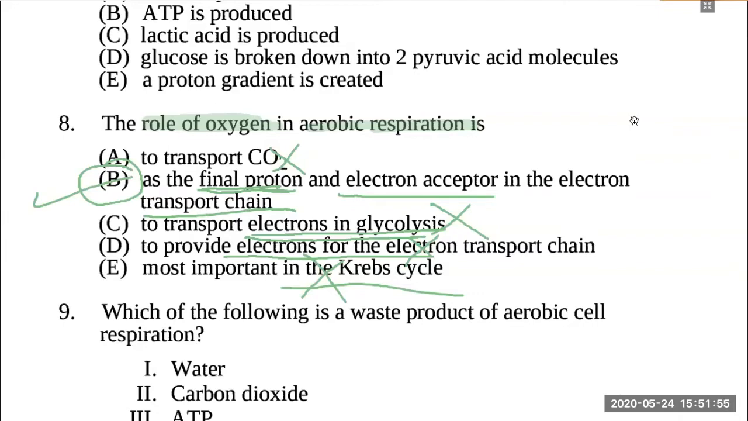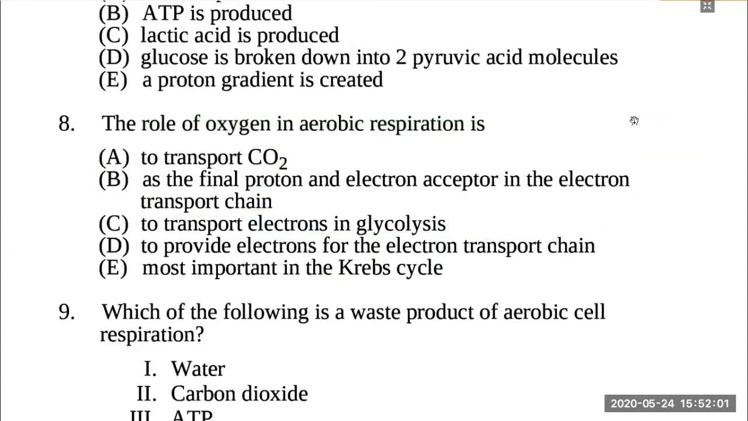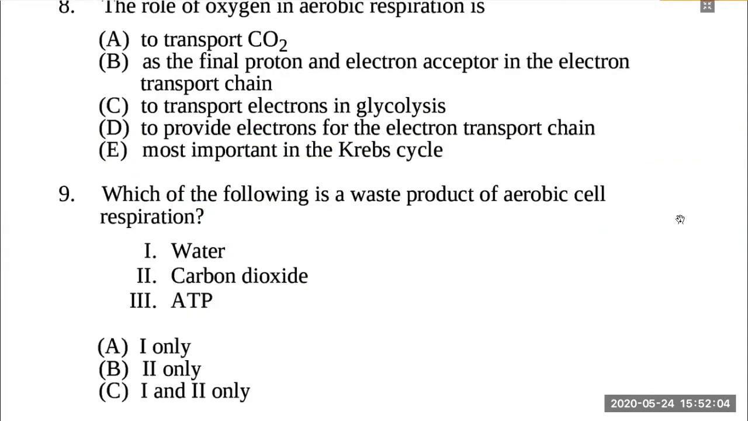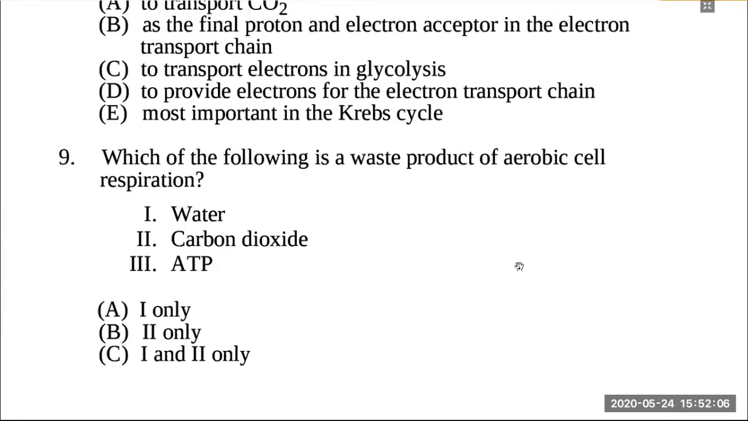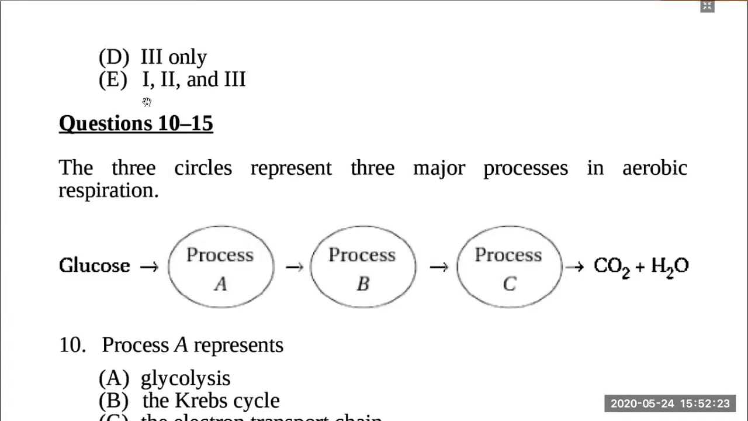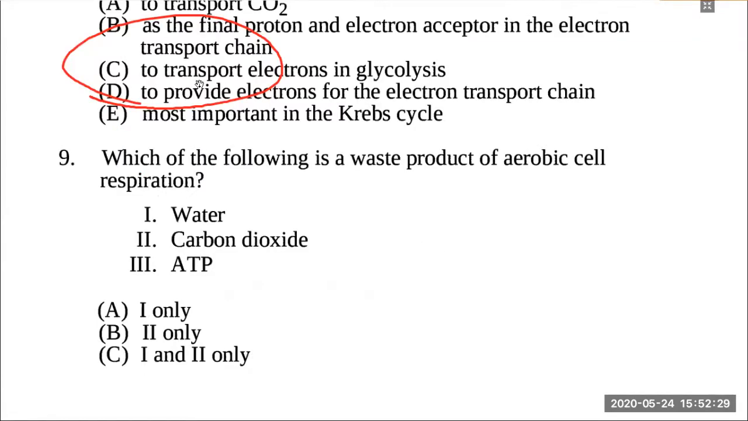I hope it's clear. Now let us move to the ninth question. Which of the following is a waste product of aerobic cell respiration? So, guys, we have A, B, C, and I think we have D and E. Yes, we have D and E. Now let's move to the question. It says, which of the following is a waste product of aerobic cell respiration?